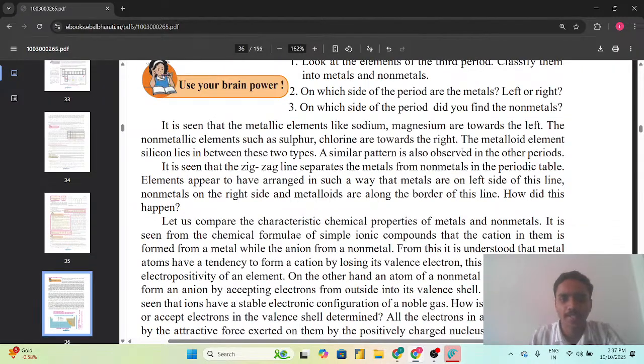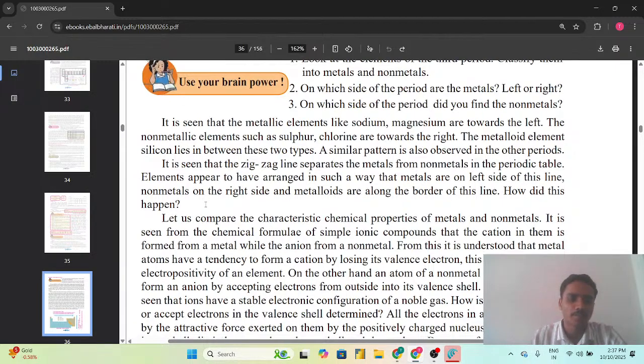And metallic and non-metallic character. The non-metallic elements such as sulfur and chlorine are towards the right. The metalloid element silicon lies in between these two types. A similar pattern is also observed in the other periods. It is seen that the zigzag line separates the metals from the non-metals in the periodic table, which I told you recently. Elements appear to be arranged in such a way that the metals are on the left side of this line, non-metals on the right side, and metalloids are along the border of this line.